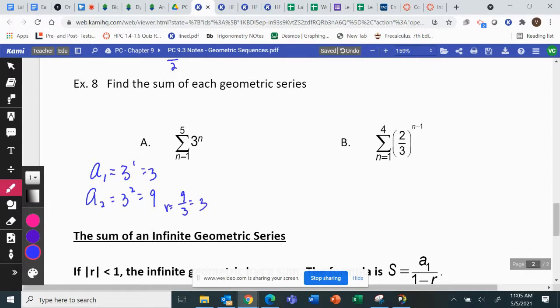Which is 3. So then we'll do S sub, and how many terms am I doing? 5. We do 5 minus 1 plus 1 for the number of terms. So 5 equals, we do our first term, 3, multiplied by 1 minus our rate, 3 to the 5th power, over 1 minus 3. So just type it in your calculator as is. And then someone lucky will be called on.